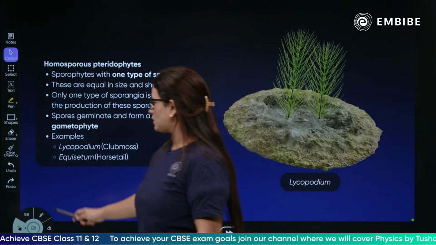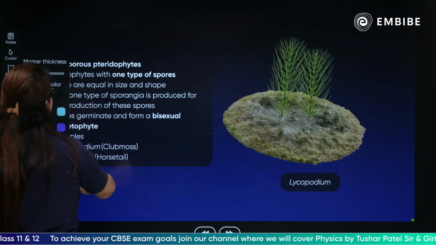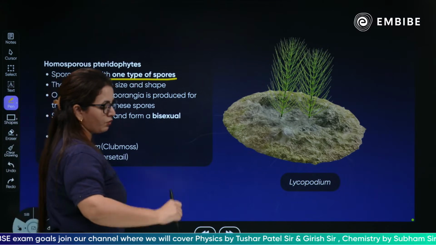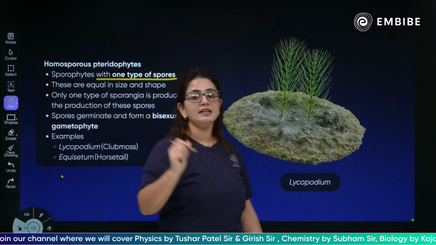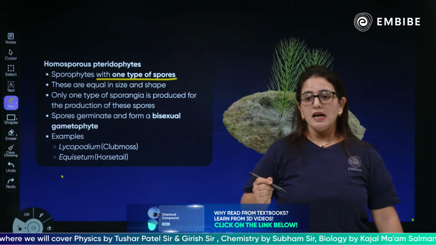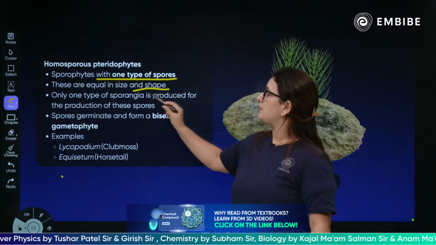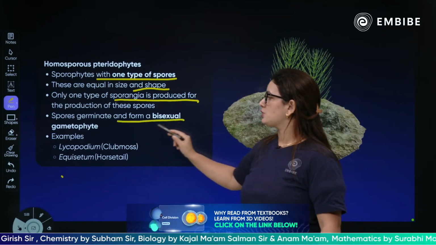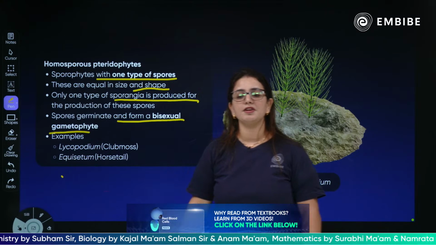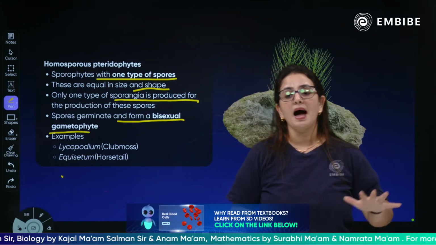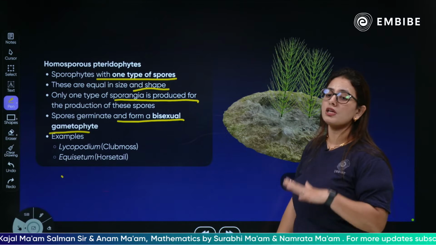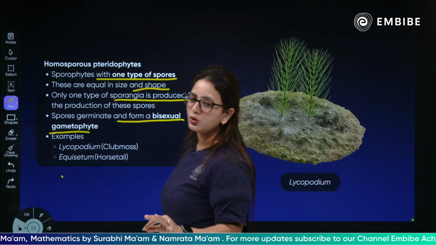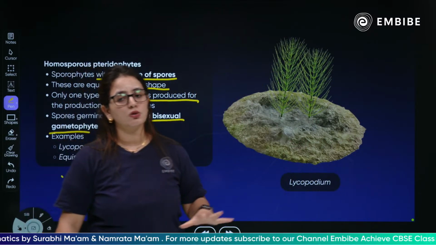Next, children, talking about the homosporous condition. What is a homosporous condition? Just now I told you, the sporophyte could have one type of spore. That is homospory: one type of spore is present, equal in shape and size. Only one type of sporangia will be produced, and it will be a bisexual gametophyte, with the male and the female on the same gametophyte. The same kind of spore develops into a bisexual gametophyte.